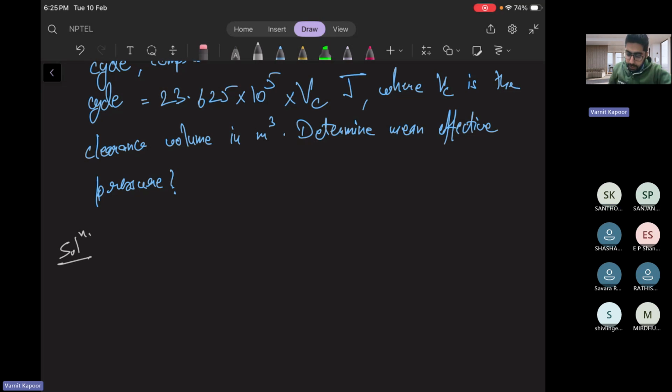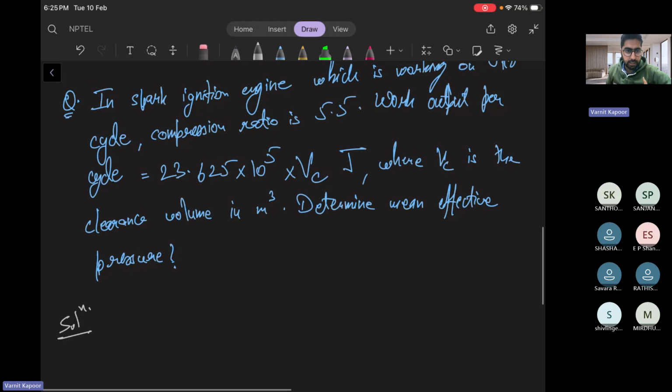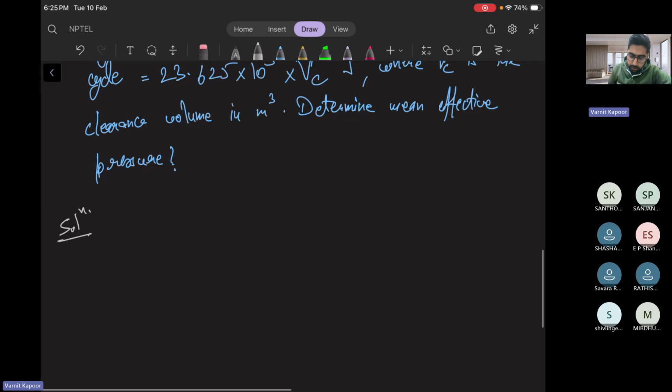Solution. So we are given the spark ignition SI engine. Basically, an Otto cycle is given. We have already discussed it in very detail. The compression ratio, that is r, is given to you as 5.5. And work output is given. So net work done is given in terms of a clearance volume eventually. So we have to identify the mean effective pressure. So what is mean effective pressure? We just saw the expression: mean effective pressure into swept volume is your work done. We don't have swept volume so far, but we have a work done.